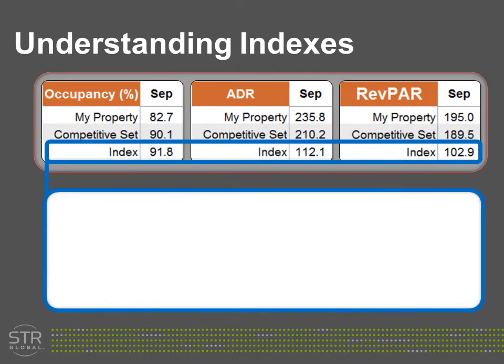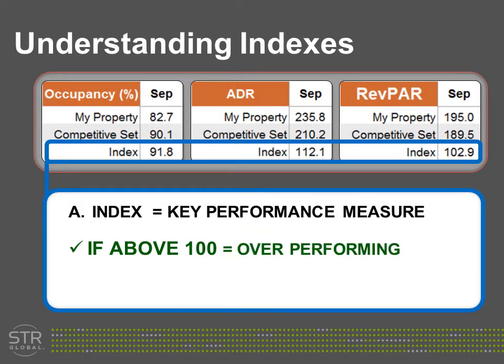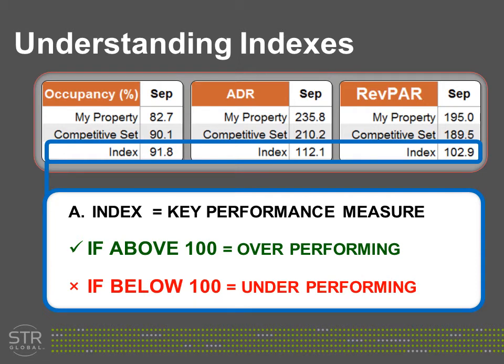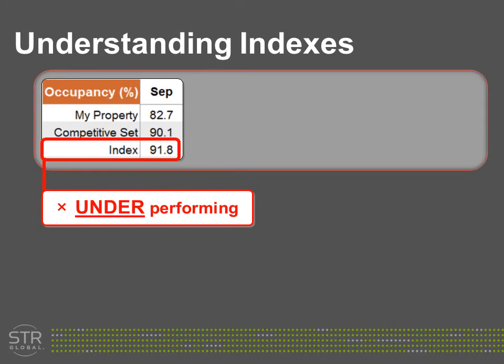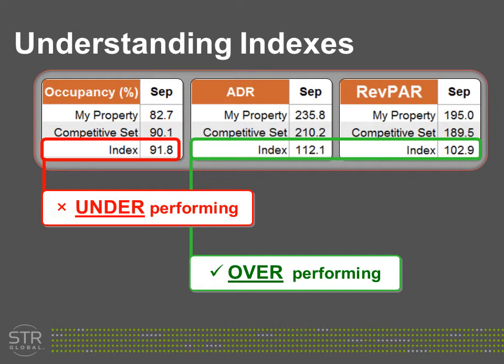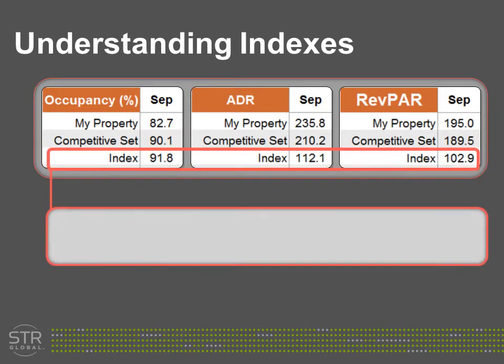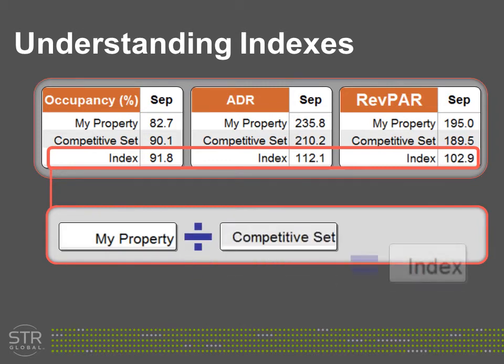But let's go back to the indexes. Indexes are the key measure of my performance versus my competitive set. If my index for any of the indicators is greater than 100, then I overperform my competitive set. However, if my index for any of the key performance indicators is below 100, then I underperform my competitive set. In this example, I underperform my competitive set for occupancy, but overperform my competitive set for ADR and RevPAR. All of these indexes are simply obtained by dividing the performance of my hotel by the performance of my competitive set.